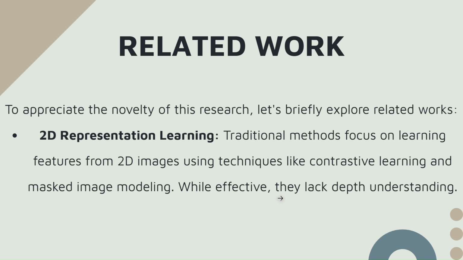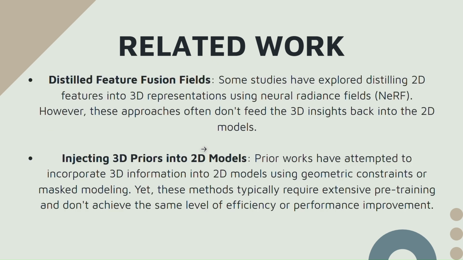They treat the images as flat, so they don't capture how the images are positioned relative to each other in 3D. The second one is feature fusion fields. These works aim to convert 2D features into 3D using a method like NeRF, that is neural radiance fields, which is great for reconstructing scenes. But the main limitation is that these approaches usually stop at creating 3D models. They don't get that 3D knowledge back into 2D models. So the 2D foundation models don't benefit directly.